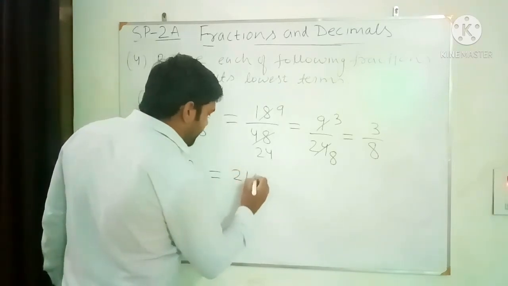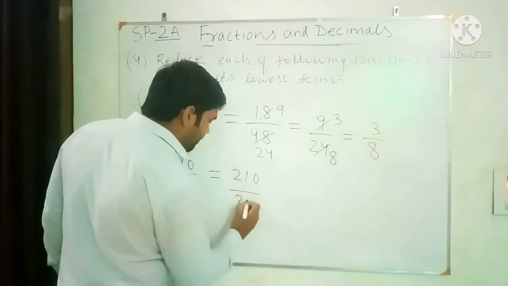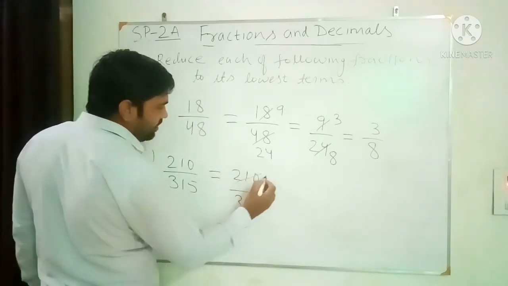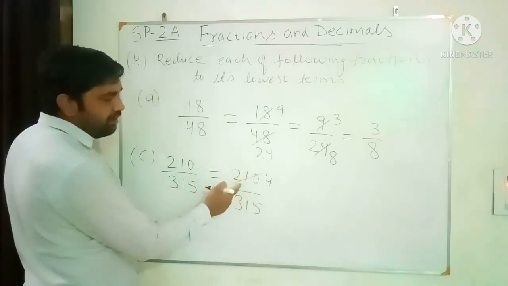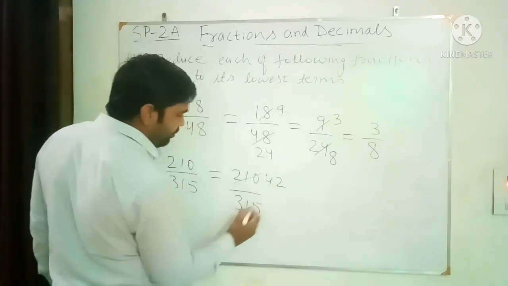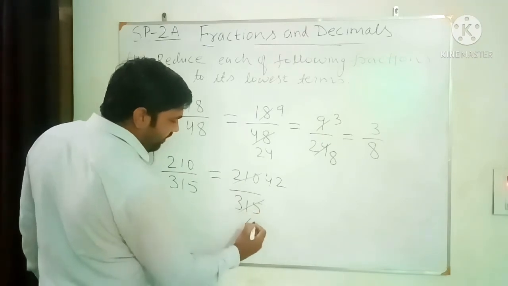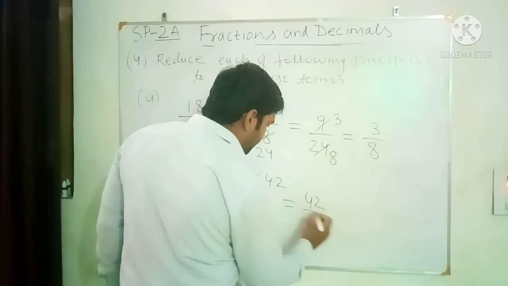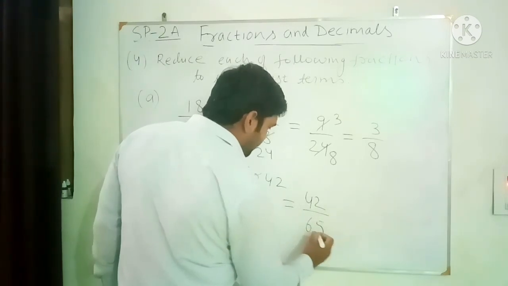When you divide 210 and 315 by 5, what do you get? First divide 210 by 5. 5 4s are 20. From 21, if you subtract 20, you get the remainder 1. 1 and 0, 10. 5 2s are 10. You get 42 here. 5 6s are 30 and 5 3s are 15. So you will get 42 by 63.